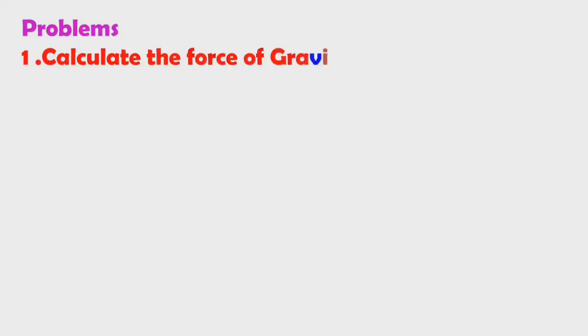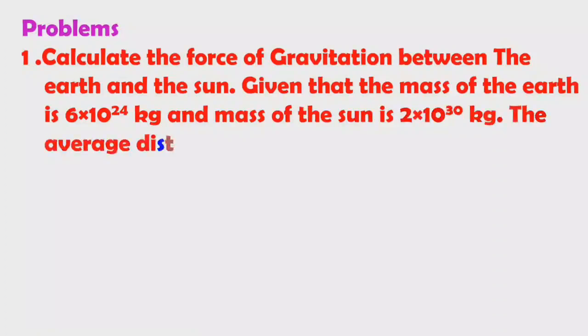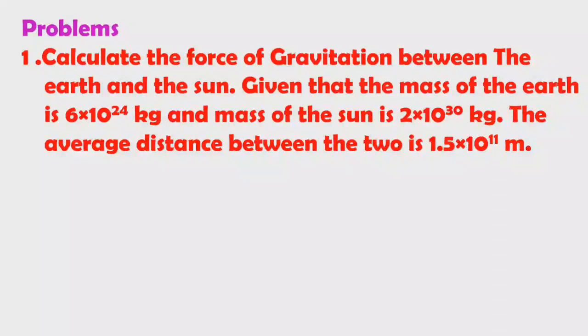Problem: Calculate the force of gravitation between the earth and the sun, given that the mass of the earth is 6 into 10 power 24 kilograms and the mass of the sun is 2 into 10 power 30 kilograms. The average distance between the two is 1.5 into 10 power 11 meters. What are the given data? Now we will see the solution.